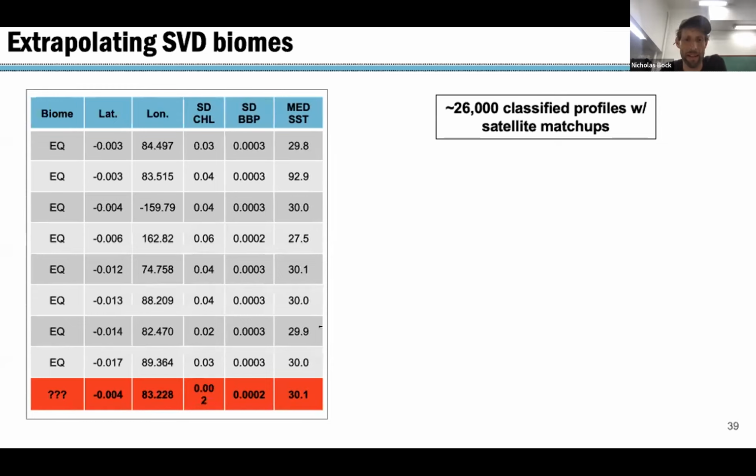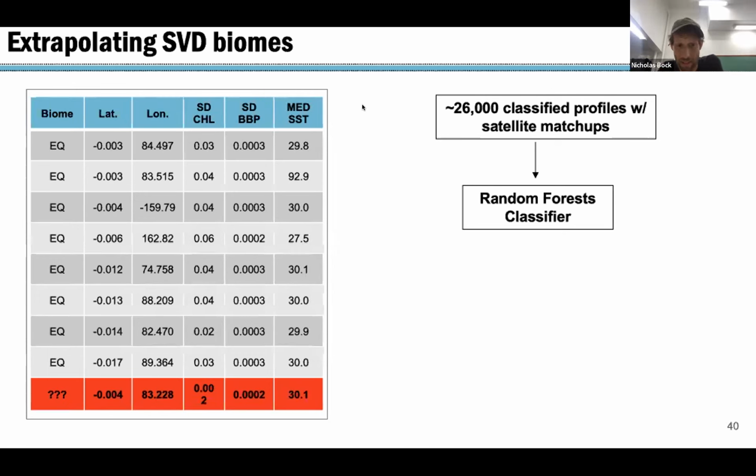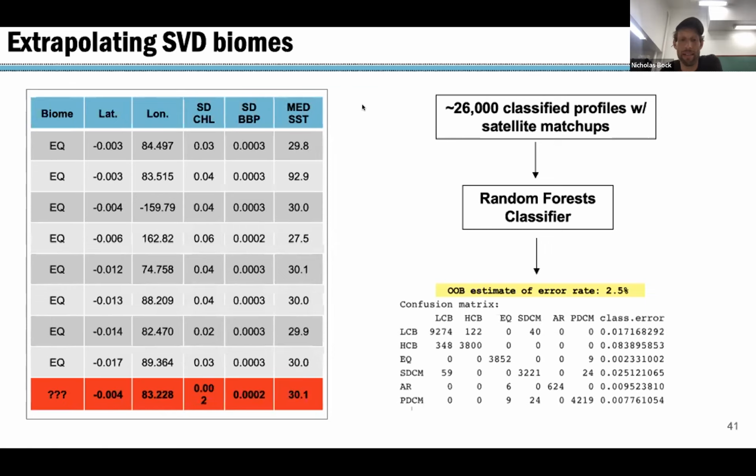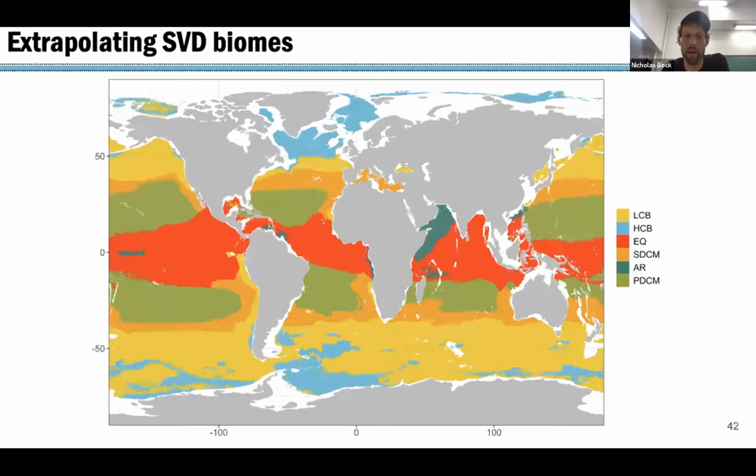And so in a first effort of this, I took roughly 26,000 classified profiles with satellite matchups for chlorophyll, backscatter, and sea surface temperature. I used them to train a random forests classifier, which then predicted biome membership in a test data set with an overall error rate of 2.5%. This confusion matrix shows the breakdown for how well it classified profiles belonging to different biomes. And then applying this model to a global data set of the classifier predictors, it's possible to extrapolate the original SVD classifications to a global scale, as shown here. While there is admittedly some batty behavior going on at low latitude predictions here, a refined version of this approach would achieve the larger goal of creating a global biogeographical classification of float data, as described at the start of the presentation.